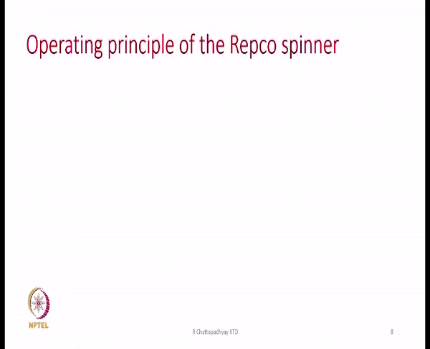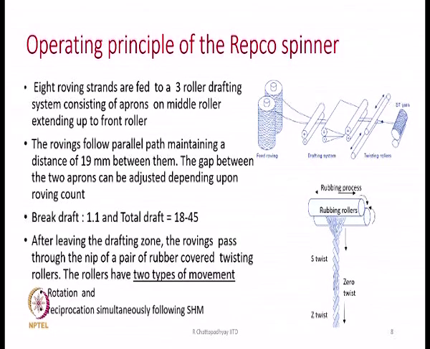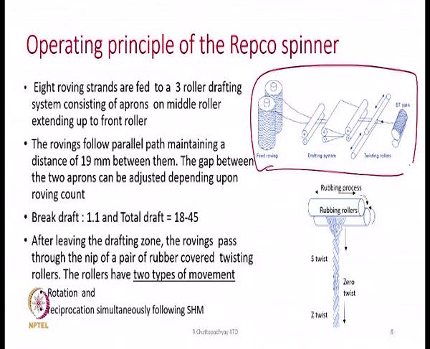Now, we are going to discuss the machine. On the right hand side, what we see is a schematic of the machine. The actual machine is not really, no, I am not going to show that, it is only a schematic. So, we start with two feed rovings.